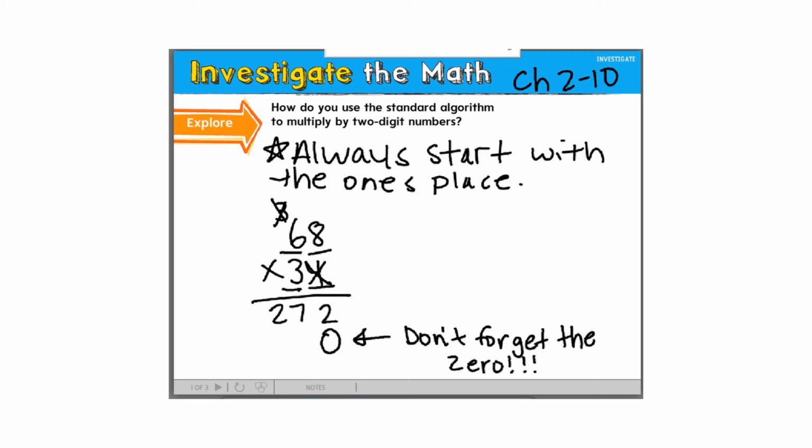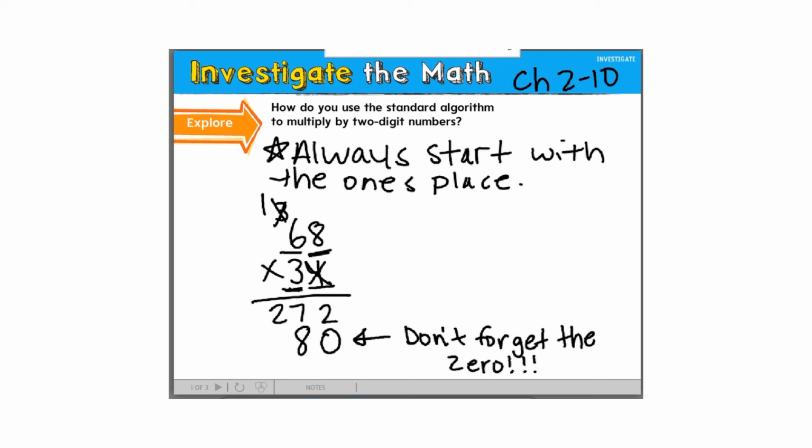Okay, so now I'm going to start multiplying. And I'm going to follow my rule, always starting with the ones place. So I'm going to multiply 3 times 8, because the 8 is in the ones place. I always go all the way to the right whenever I start multiplying. So 3 times 8 is 18. So I'm going to carry the 1 and put the 8 under here.